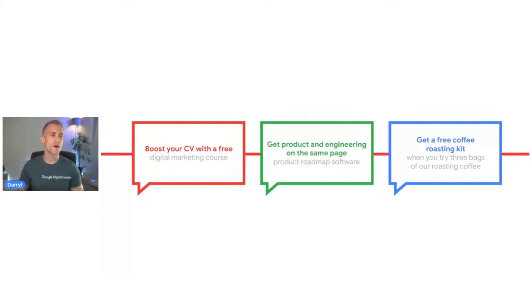Next up, we have get product and engineering on the same page. Well, for somebody that's looking for a product roadmap software and you can get everyone on the same page, that's beneficial to me. Last but not least, we have get a free roasting kit. You've already got my attention. I love coffee. I love free stuff. I'm going to listen to you and I might read a little bit longer on that specific page instead of swiping, swiping, swiping, which we all do, and the attention spans are low. So hopefully this is going to help you tremendously to get that initial engagement.